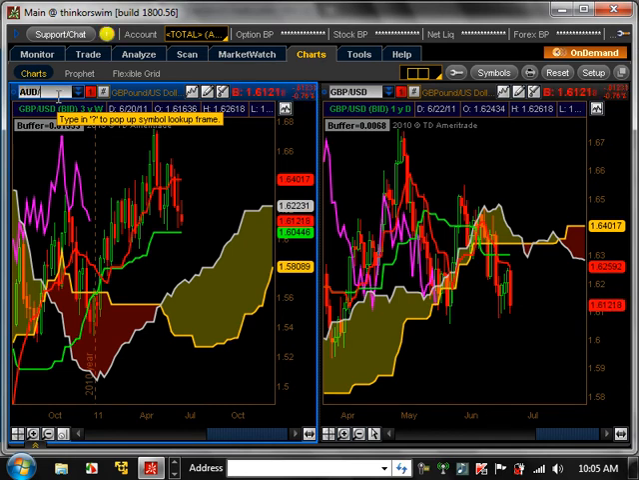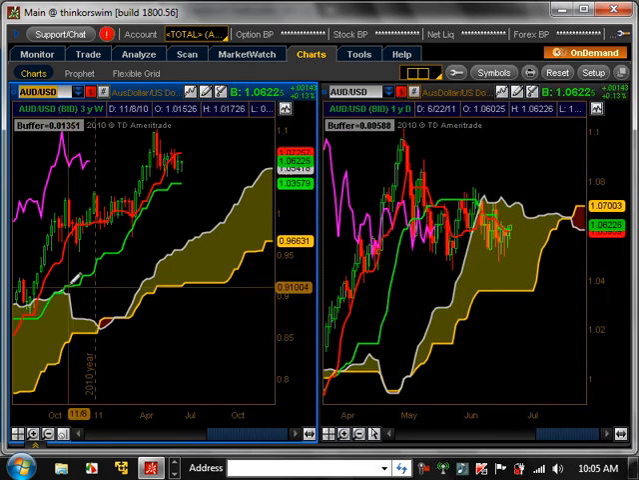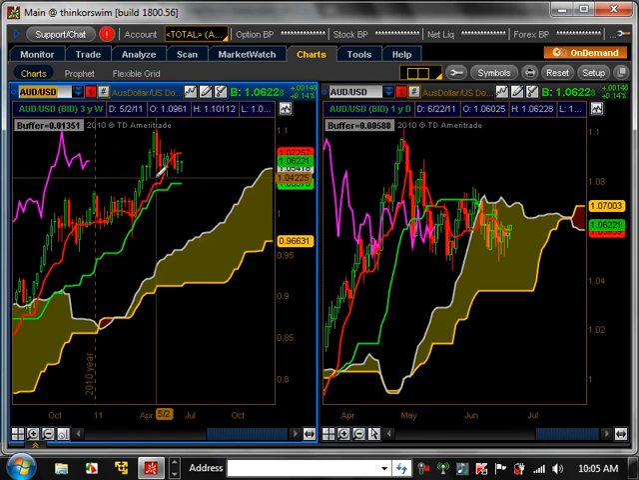Let's go Australian USD. Australian USD, you could see from the weekly time frame is still bullish trending.